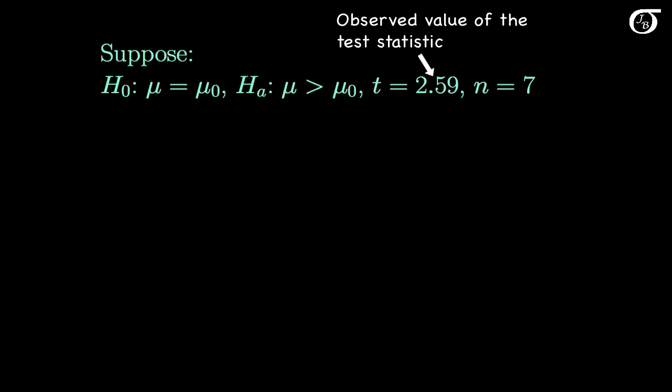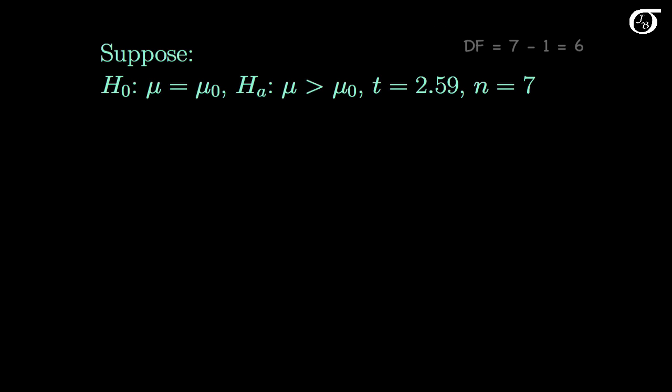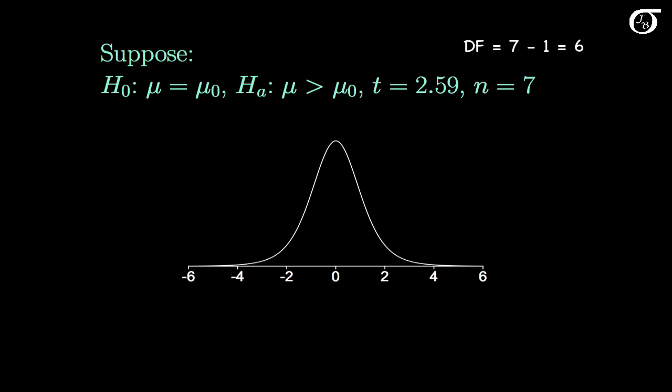We need to find the p-value in order to reach an appropriate conclusion, and first we should draw in the appropriate t-distribution here. For one sample t-test, the degrees of freedom are n-1, so here we would have 6 degrees of freedom. Here I've drawn in a t-distribution with 6 degrees of freedom, and our observed value of our test statistic, 2.59, falls somewhere around there on that distribution.